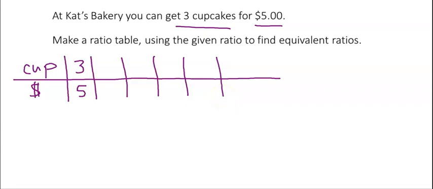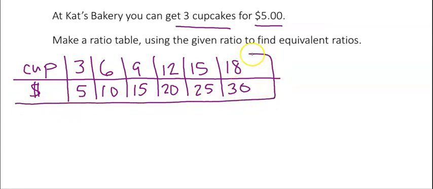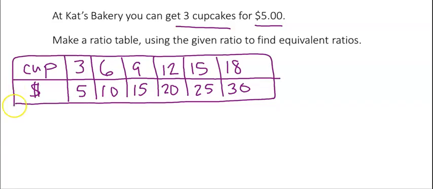And I think, so looking at the cupcakes, we're going to go up by 3s. So we have 3, 6, 9, 12, 15. Got one more in there, 18. And then our dollars are going to go up by 5. So 5, 10, 15, 20, 25, and 30. So that's our ratio table of our ratio.